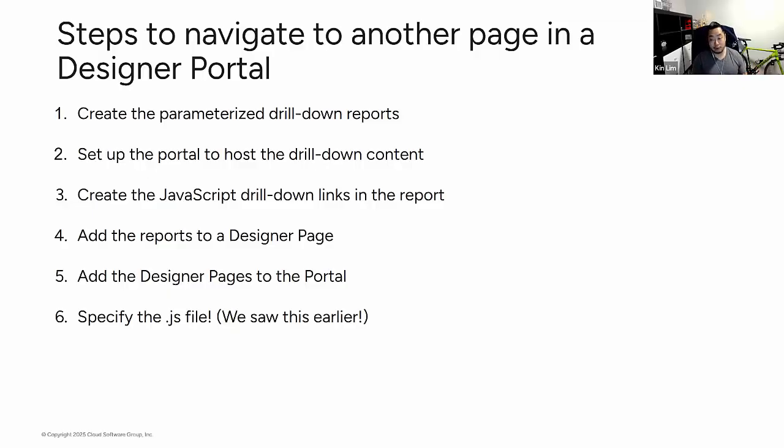But here we actually have to create a portal first and also the different pages that we want to drill to. So I'll go through all these steps here, and I'm also going to demo this as well. So first you want to create your parameter drill down reports, similar to what I showed before, where you have your two reports that are accepting the parameter values that you want. And then we have to set up our portal where we want to house these designer pages that we're going to create. And third, to create your JavaScript drill down function, which is similar to the first report where we set up the link, the parameters, the arguments, and where we wanted to drill to. And we added all, I'm sorry?